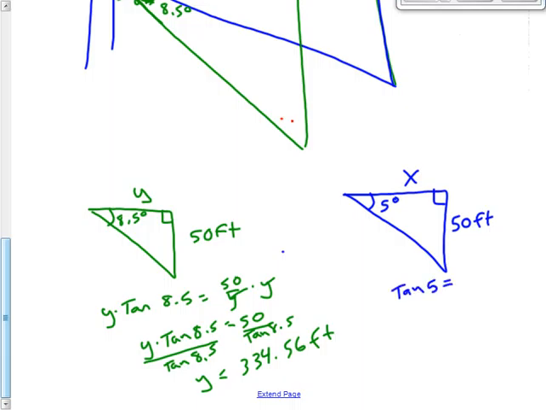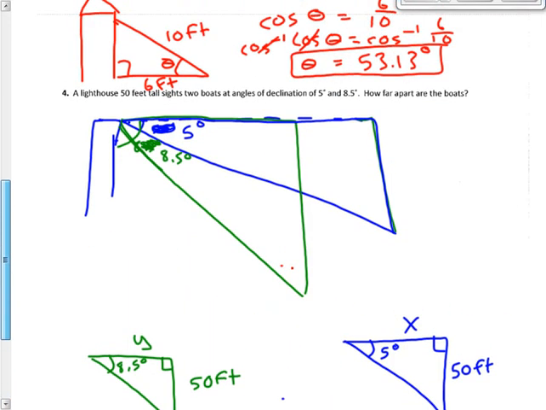I'm going to do the same exact work over here, except I'm doing the tangent of 5 is equal to 50 over x, multiply by x, divide by tangent of 5 degrees, and I get 50 divided by the tangent of 5 degrees, which gives me 571.50 feet. And the question is not either one of those answers.